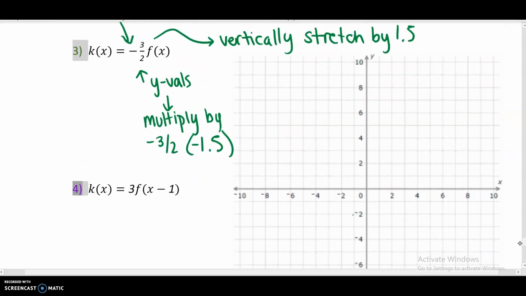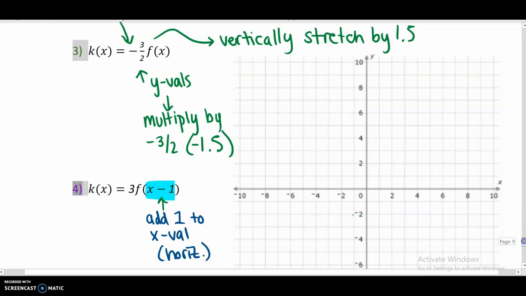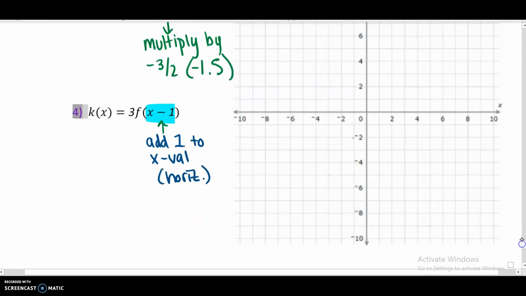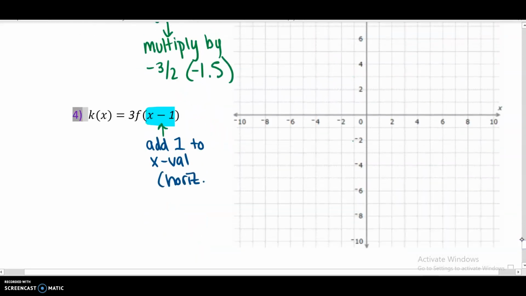How would the next function transform? The 1 in here, we've already looked at in that first problem. So you're subtracting 1 from the x, but remember that does the opposite. So you're really going to add 1 to all the x values, which is going to be a horizontal translation. Not just horizontal movement, but horizontal translation or slide.